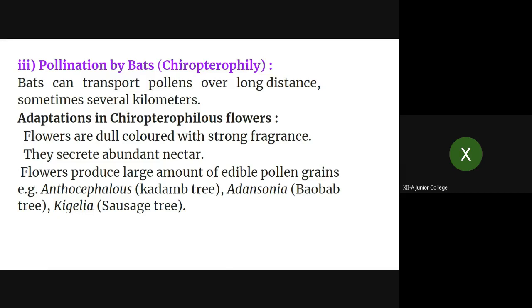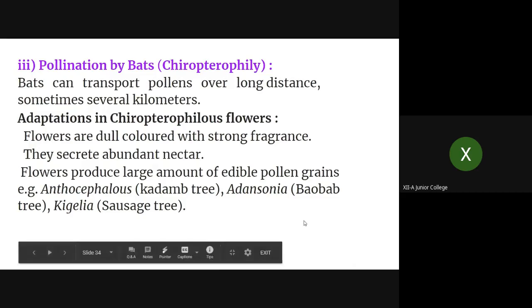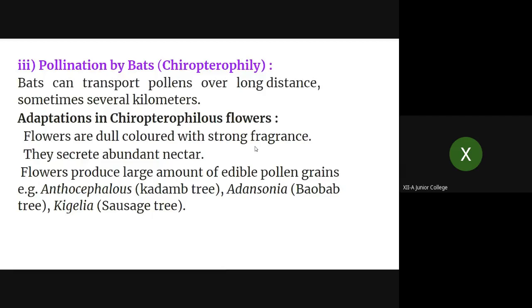And for that, flowers need not be attractive. They are dull colored, but as their sense of smell is working, these flowers produce a strong fragrance. Sometimes they produce a rotten egg like fragrance also, so that these bats get attracted towards these flowers. These flowers secrete abundant nectar and produce a large amount of edible pollen grains. These pollen grains are edible. That's why these bats work on it as their food also.